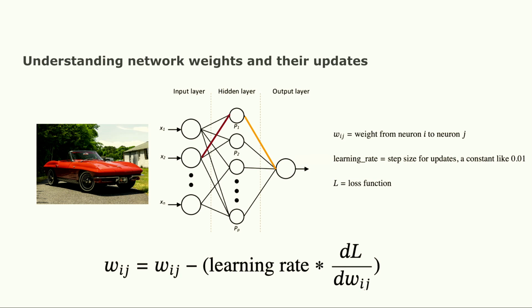slows down learning. A weight is often written as W subscript ij, where i is the input neuron and j is the output neuron. We typically start with random weights and then update them based on the partial derivative of the loss with respect to each weight. And if a weight increases error, we decrease its value. If a weight decreases error, we increase the value of that weight.